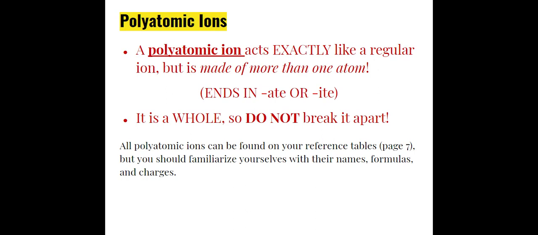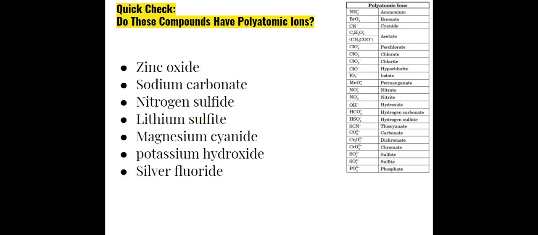So, what are polyatomic ions? Polyatomic ions act exactly like a regular ion, but they're made up of more than one atom. They typically end in ate or ite, and they are whole, so don't break them apart. The best part about polyatomic ions is that they are all on your reference table, so you should have a leg up on knowing what they are, but you should still be familiar with their names, their formulas, and their charges.